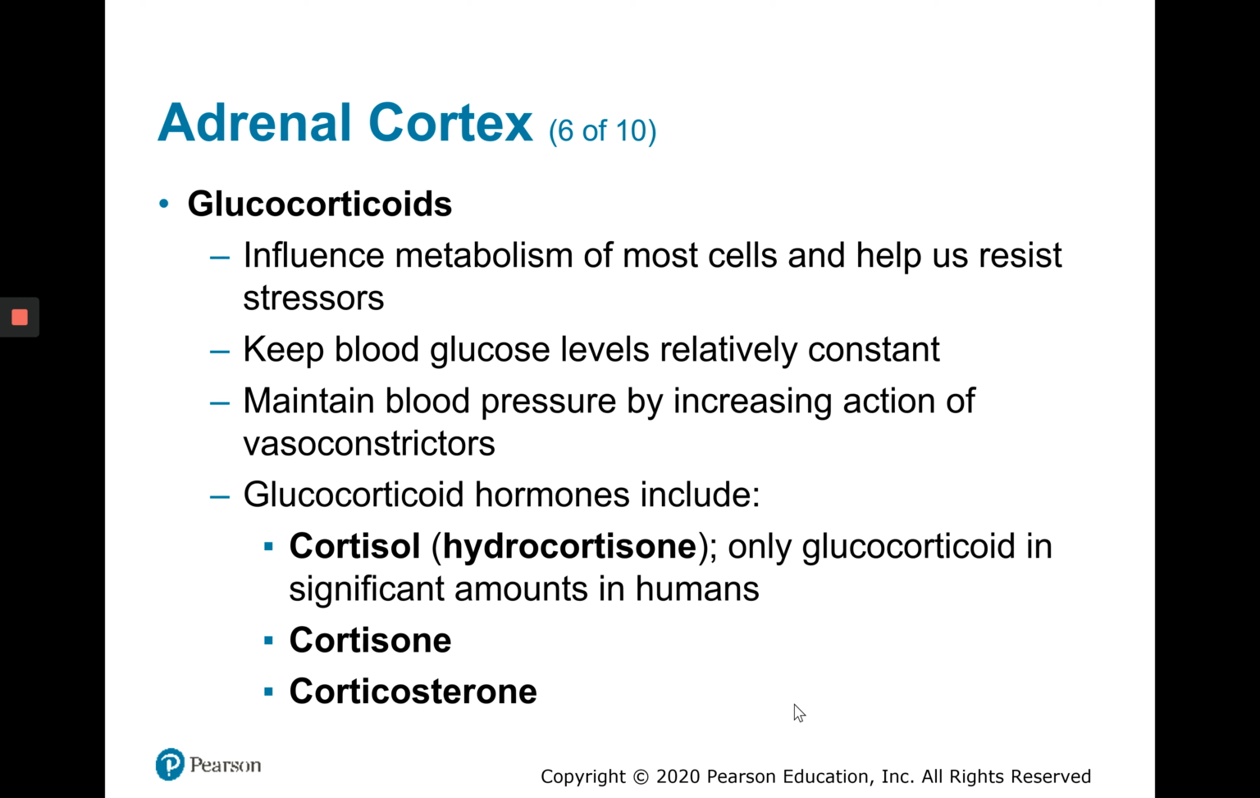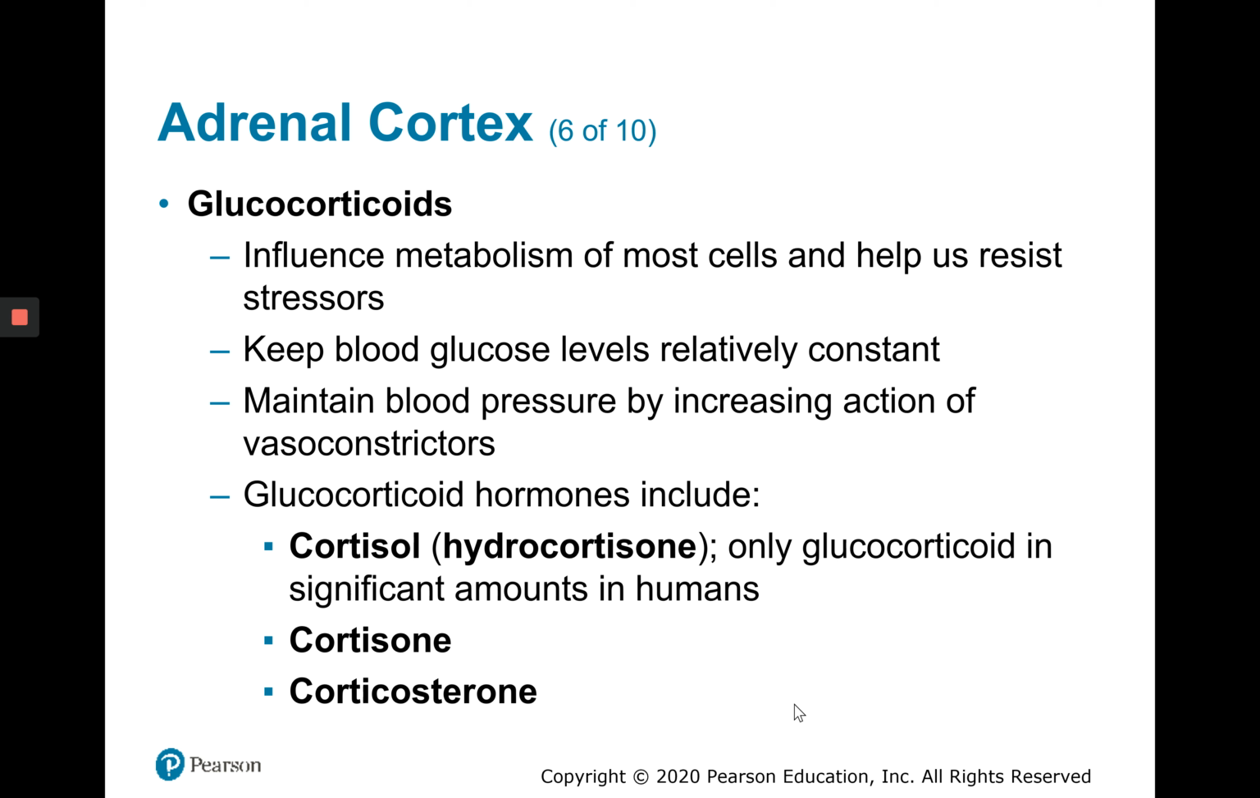All right, next we're going to move on and look at glucocorticoids. We're still looking at the adrenal cortex, but we're moving away from the mineralocorticoid. Glucocorticoids are so named because they influence metabolism of cells and help us resist stressors. They also generally keep blood glucose levels relatively constant. So that's where we get the name glucocorticoid from.